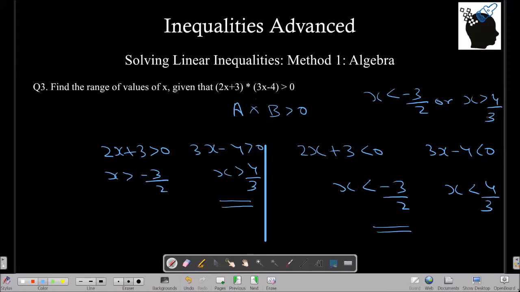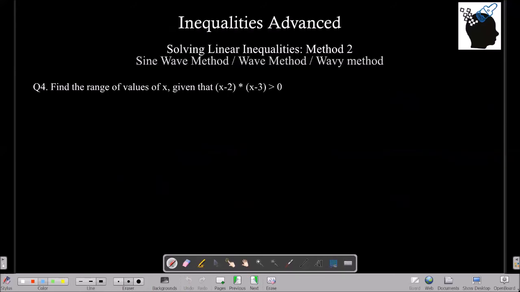Now this method might be looking a bit lengthy. So let's learn one more method which is actually easier than this and also faster than this. This method is called the sine wave method, or wave method, or also wavy method. Let's try out the same problem.